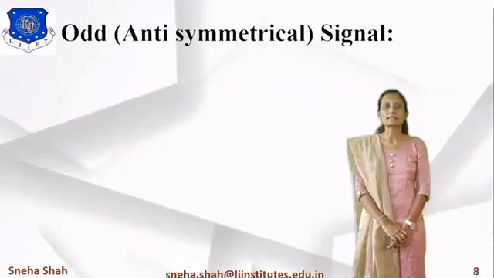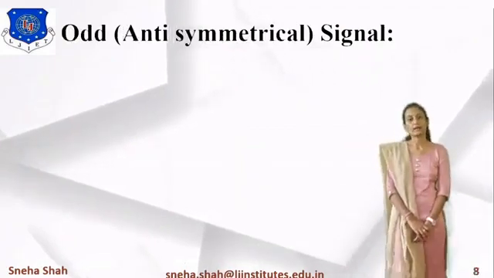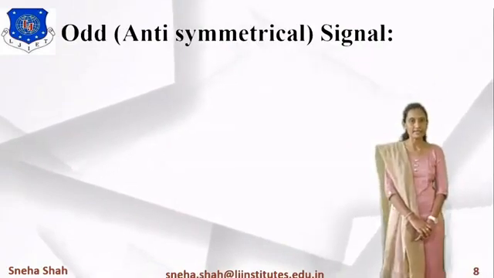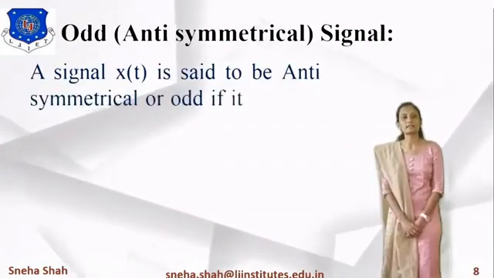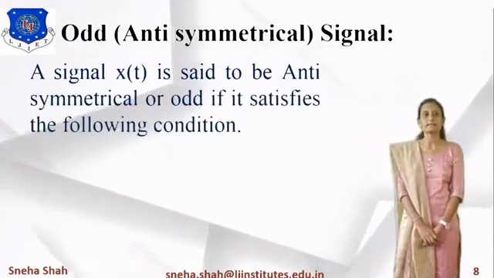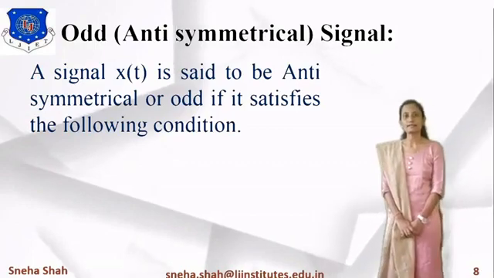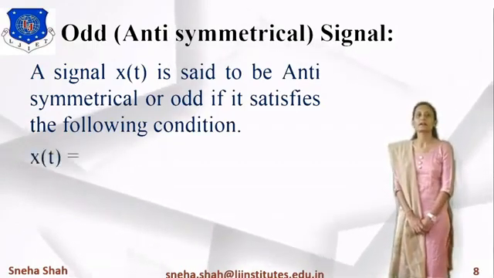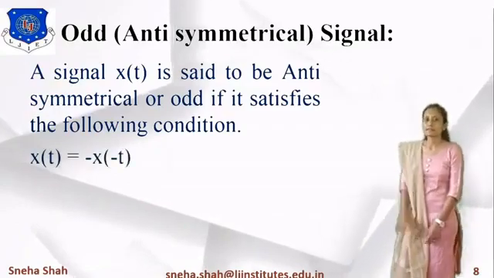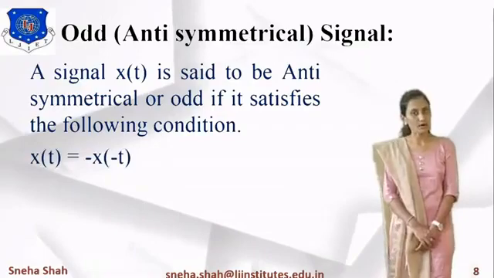The next type of signal is the odd signal or anti-symmetrical signal. Now what is an odd signal or anti-symmetrical signal? A signal x(t) is said to be odd or anti-symmetrical if it satisfies the following condition: x(t) equals minus x(minus t). If it satisfies this condition, then only it will be considered as an odd signal.